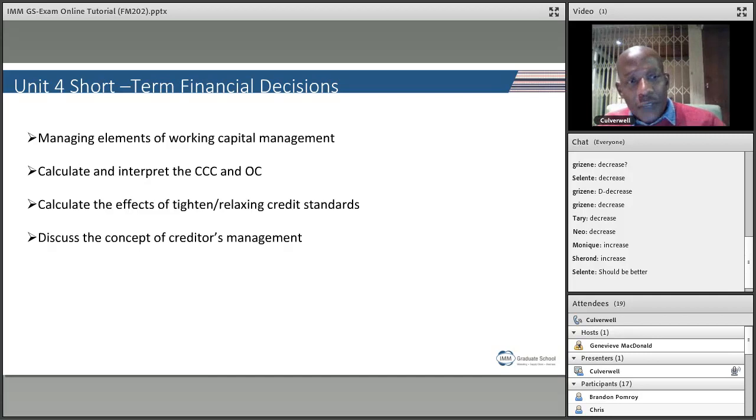And then I've already spoken about the effects of tightening credit standards. You need to go through the example I just mentioned on page 441 in your textbook. There is a good example there that shows how to do these calculations and also the effects which we've just gone through now.